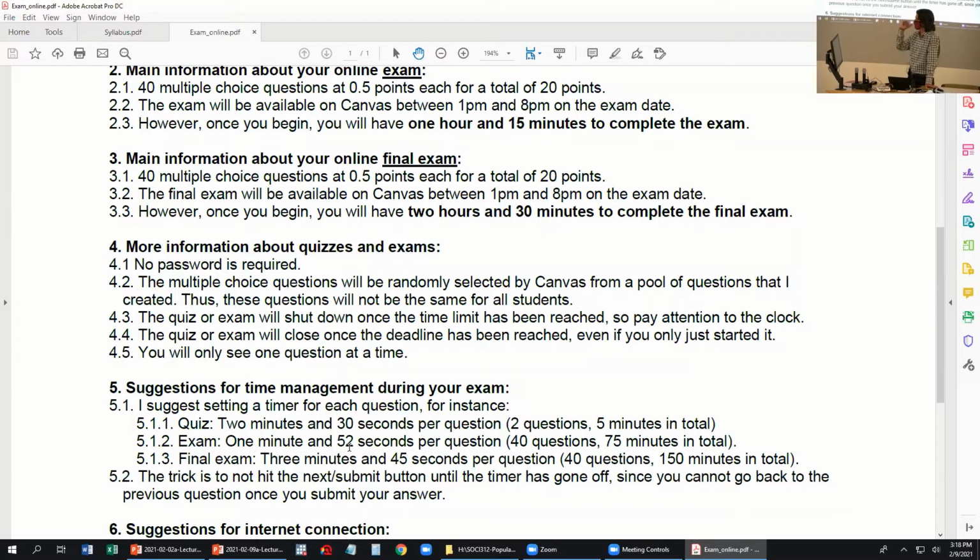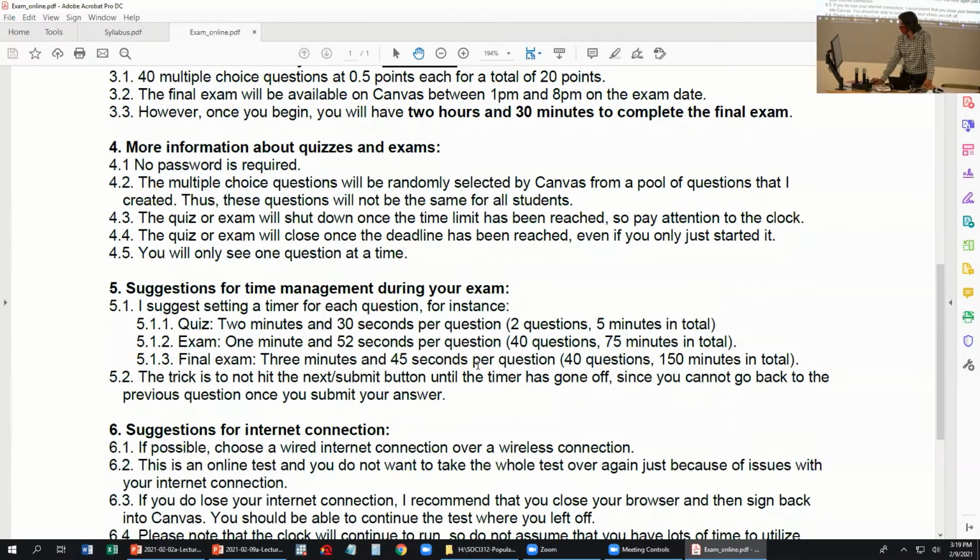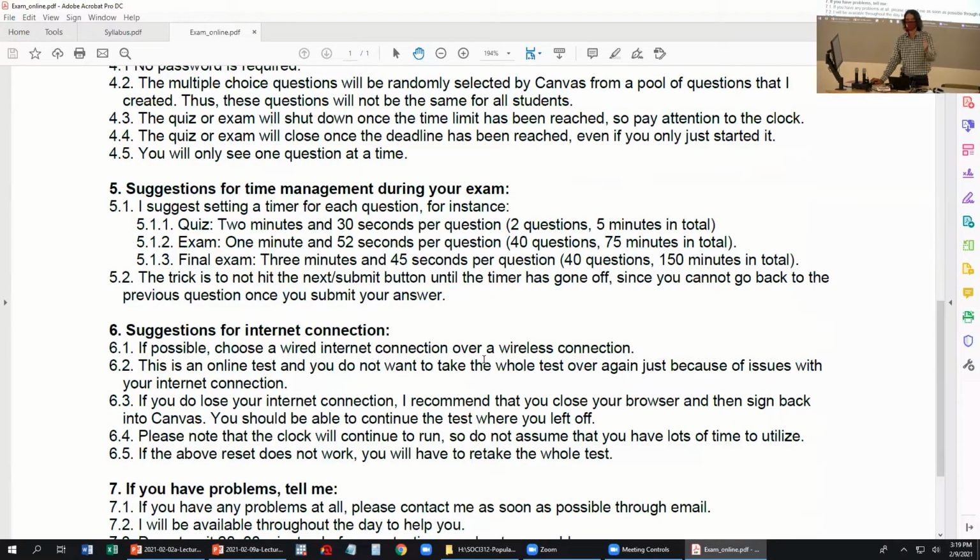In previous semesters, I had done it with 50 questions, but these were usually more in person, like people would take the exam on paper so they could look back at the question. So since here we just see 1 question at a time and you cannot go back after you answer it, I decreased the number of questions to 40 instead of 50, okay? And if you have any questions, please ask me by email.